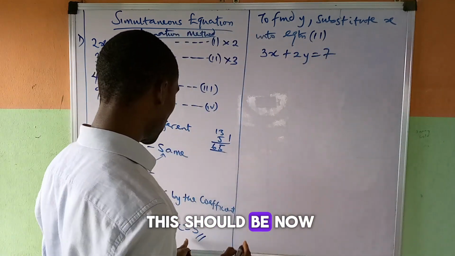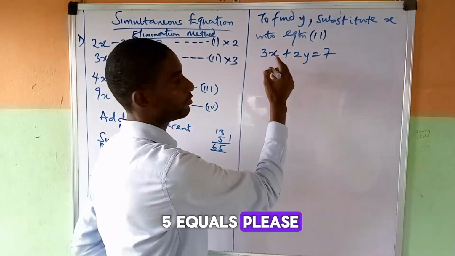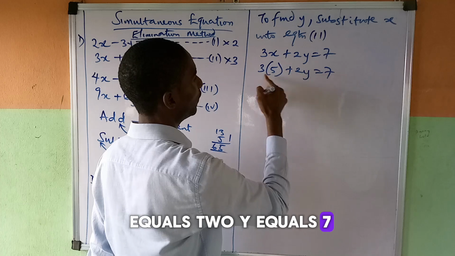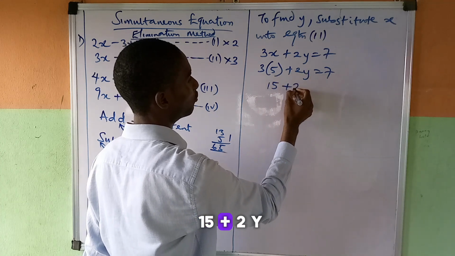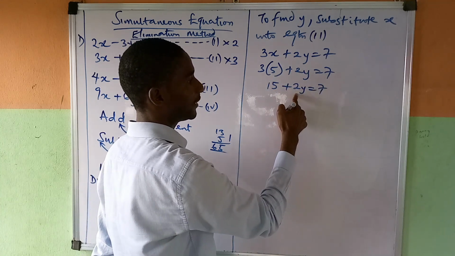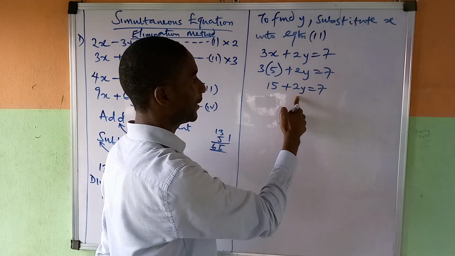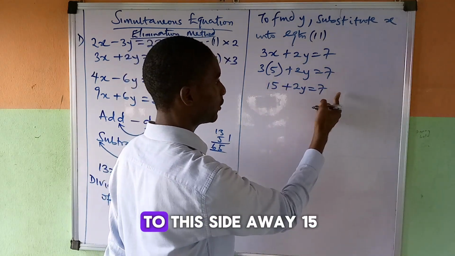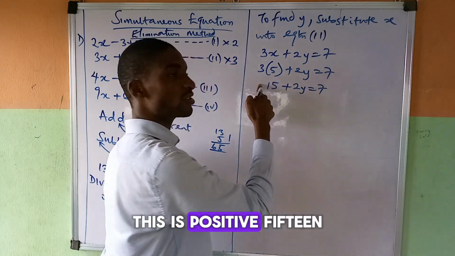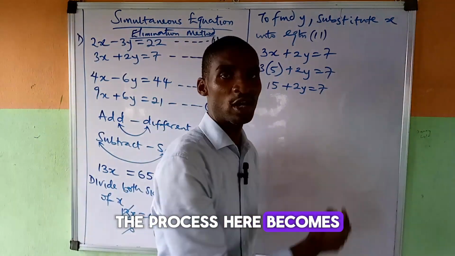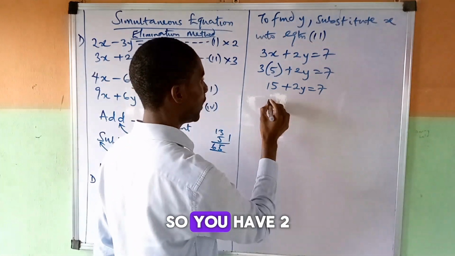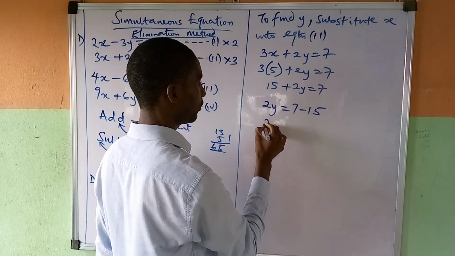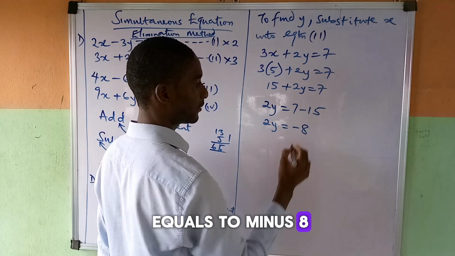Now let's chip in our x value, which is 5, into this place. So you have 3 into bracket 5 plus 2y equals 7. 3 times 5 is 15 plus 2y equals 7. Now for us to find 2y, you move 15 to this side, you collect the like term. So 15 comes to this side. This is positive 15, and it crosses here becomes minus 15. So you have 2y equals 7 minus 15. Your 2y will be equals to minus 8.